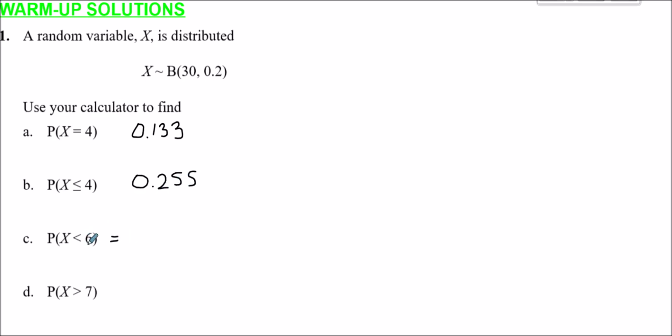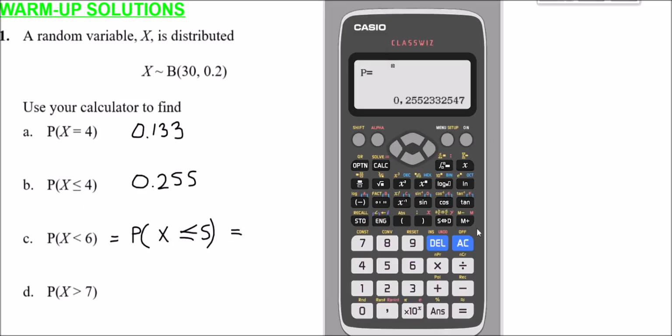For part C, we want to work out the probability that big X is less than 6. Now that's a slightly tricky question. We need to reframe this in terms of less than or equal to. So less than 6 is the same as saying it's less than or equal to 5. And so we just press AC to go backwards, and then change the 4 to a 5. And then we get 0.428 to 3 sig figs.